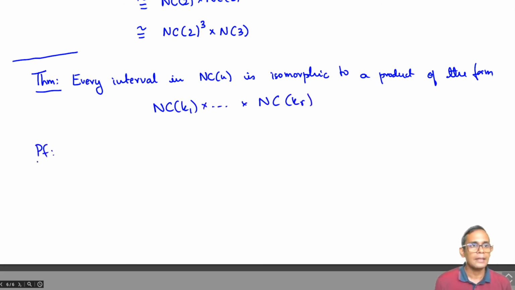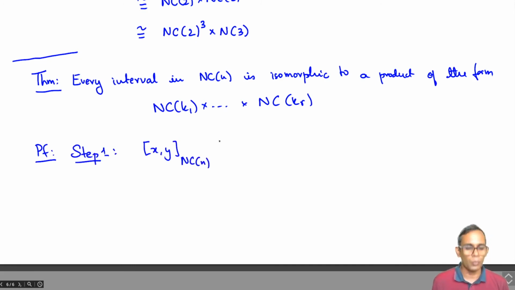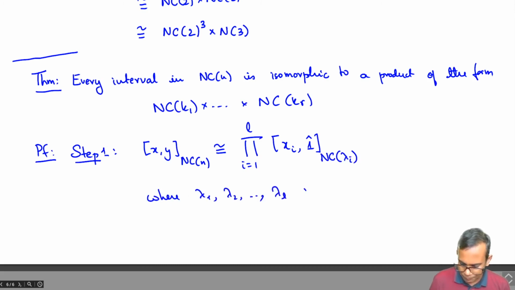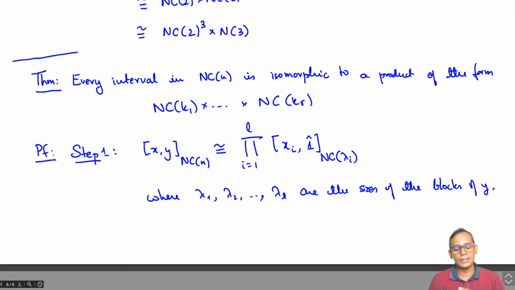And the proof proceeds in 3 steps. Step 1, you start with the interval (x, y), and you show that it breaks up according to the blocks of y, into a product of L non-crossing partition lattices, where L is the number of blocks of y, and where lambda 1, lambda 2, ..., lambda L are the sizes of the blocks of y. This was the first step where we just took our non-crossing set partition and separated out its blocks.